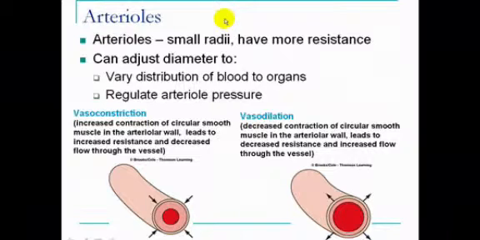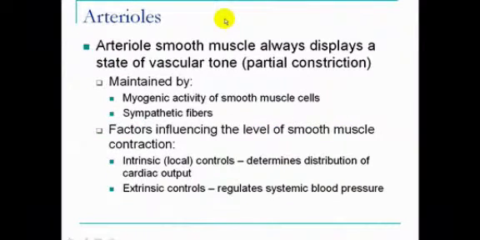Arterioles will change their diameter to shunt blood to and from an organ so that an organ can get more or less of the blood that's being distributed in the cardiac output. Or they can overall, systemically, vasoconstrict to bring blood pressure up. Now, arterioles are basically smooth muscle, and they always have some vascular tone.